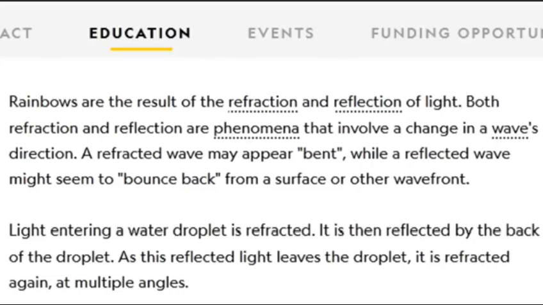Both refraction and reflection are phenomena that involve a change in a wave's direction. A refracted wave may appear bent, while a reflected wave may seem to bounce back from a surface or other wavefront. Light entering a water droplet is refracted. It is then reflected by the back of the droplet. As this reflected light leaves the droplet, it is refracted again at multiple angles.